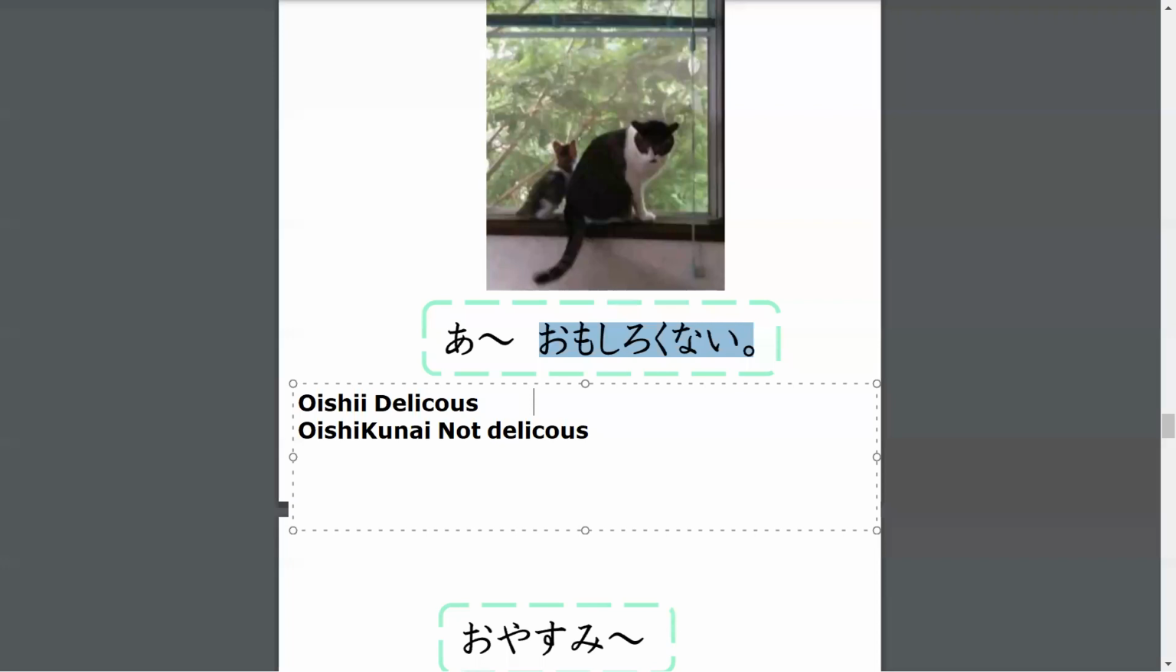Then we have our word here now. Let's make it in past tense. Was delicious. So how to do that? From oishii, we drop the i by adding katta. Oishikatta. Was delicious.